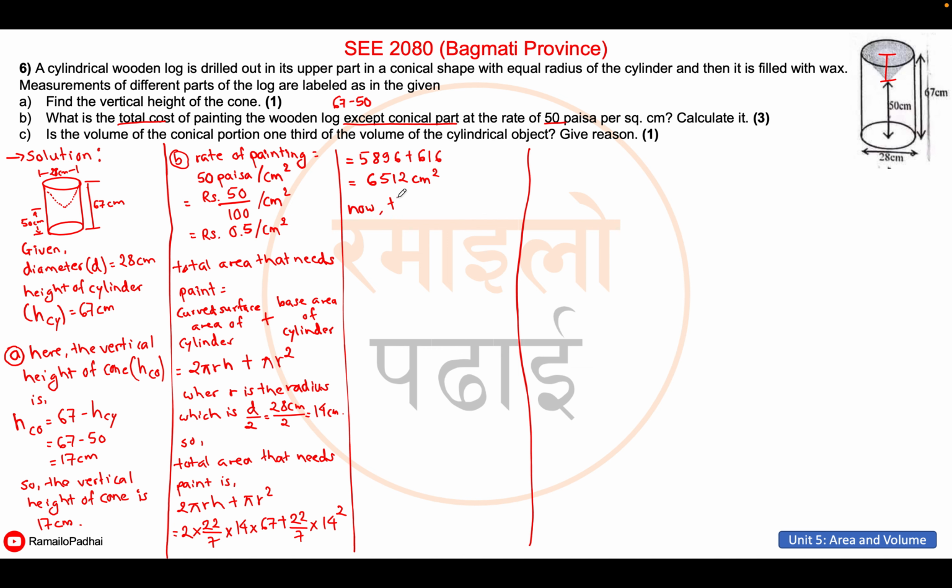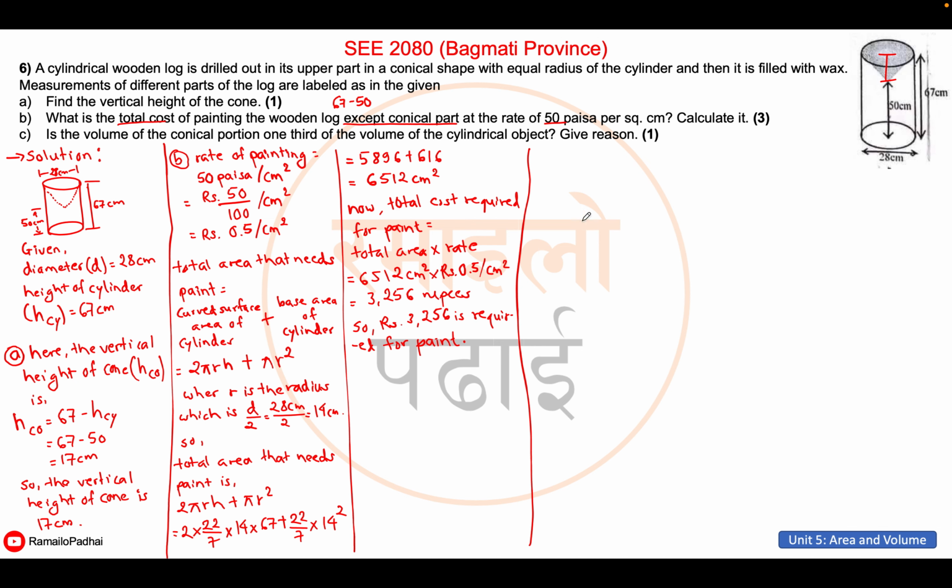Now total cost required for paint is equals to total area times rate. The total area is 6512 centimeter square, and the rate is Rs 0.5 per centimeter square, which is equals to 3256 rupees. So Rs 3256 is required for paint.